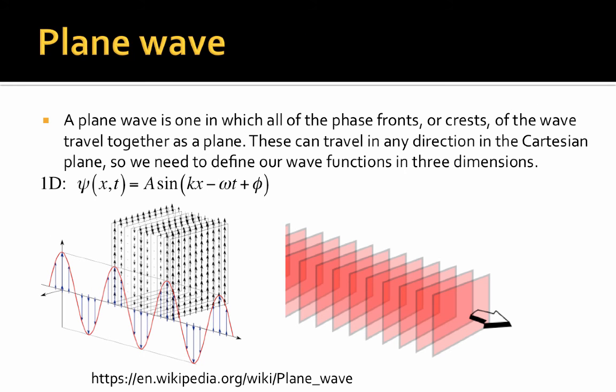Now we have a plane wave. A plane wave is one of the most common things that you'll see, even though it really doesn't exist much in nature. And a plane wave is one in which all of the phase fronts, or the crests of the wave, travel as a plane. So look at the picture on the left. We're drawing here the crests and the troughs of a wave and the associated electric field. We'll get into that next time.